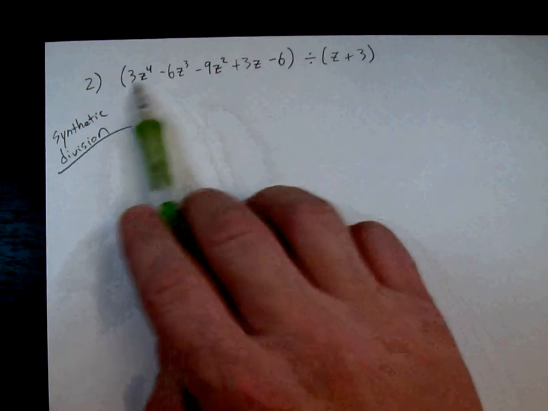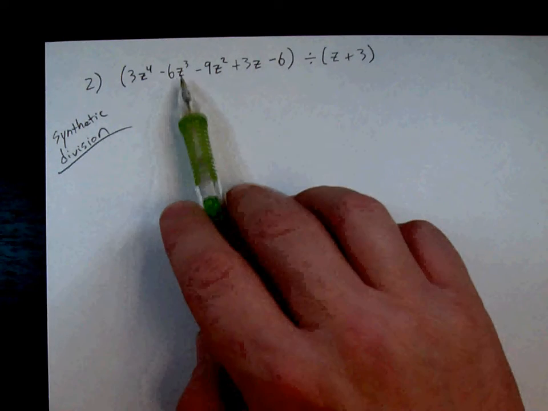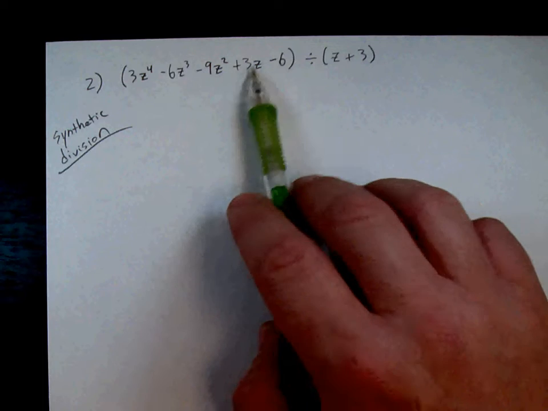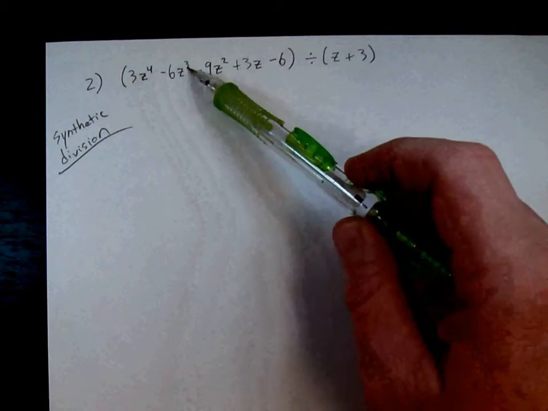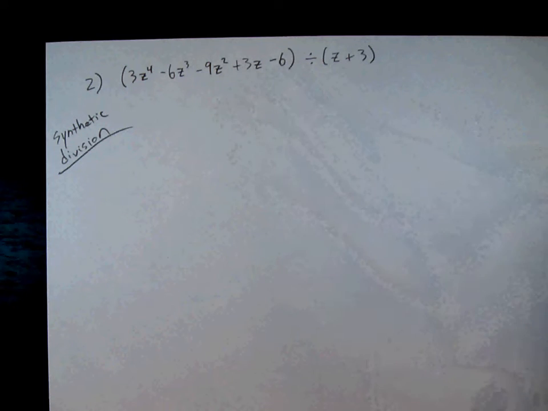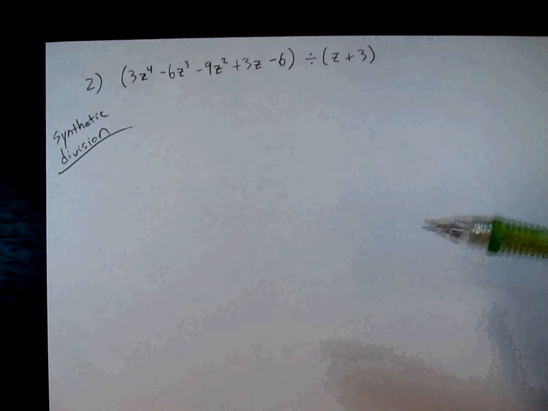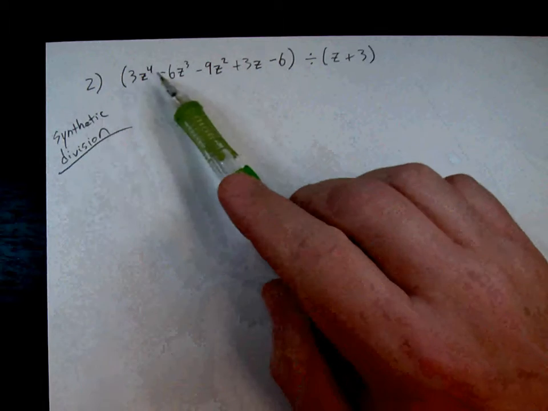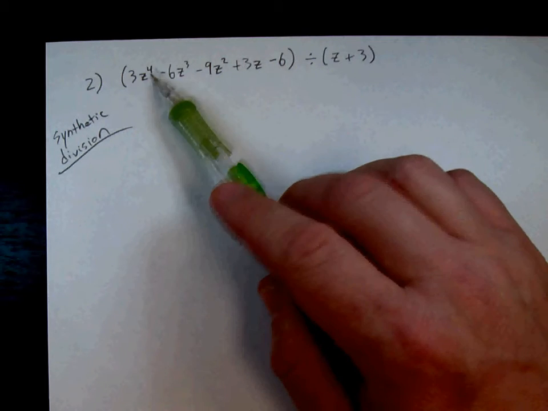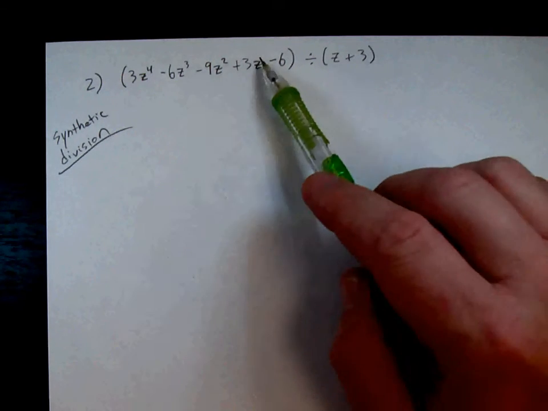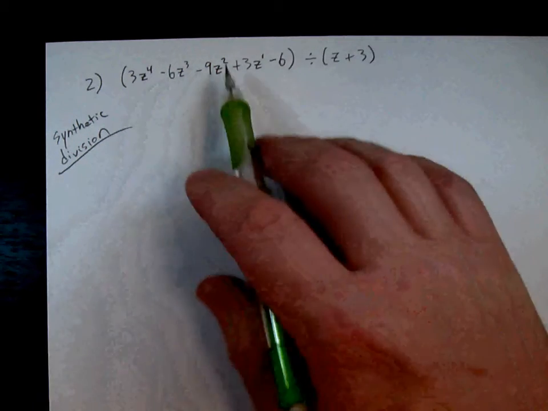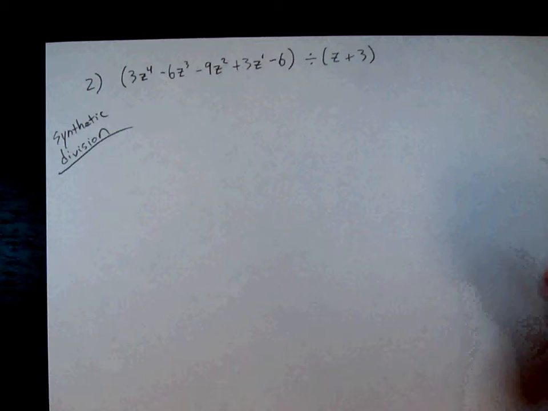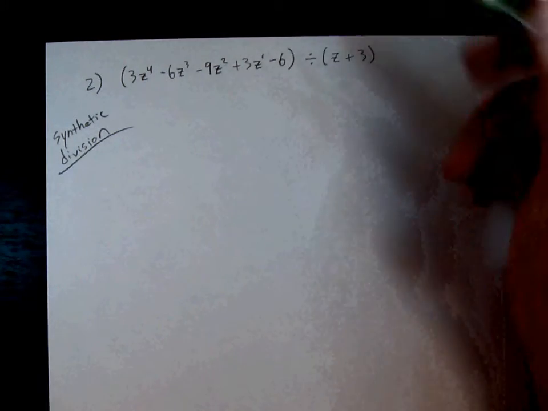So here's what you do. You take what you're dividing, the 3z to the 4th minus 6z to the 3rd minus 9z squared plus 3z minus 6. Check and make sure that it's in descending order. Largest exponent, work your way down. Check to see if you have any missing terms. Sometimes you'll skip a variable, or skip an exponent. In this case, I didn't skip any exponents. 4, 3, 2, and then the z would be of 1. And your constant is a 0. So 4, 3, 2, 1, 0. I did not skip any. That's great. If we did, we would have to fill in a 0.